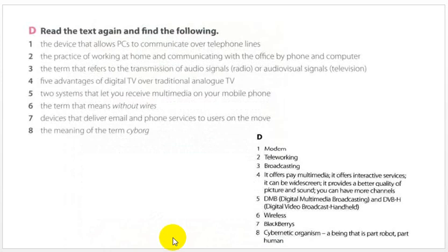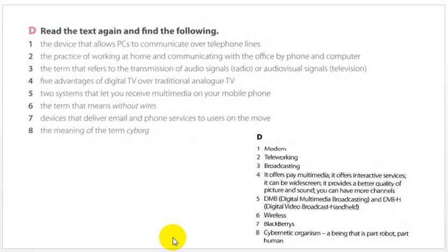Okay, in this slide we have part D. Read the text again and find the following. The device that allows a PC to communicate over telephone lines, what is it? Modem. The practice of working at home and communicating with the office by phone and camera, that is teleworking. The term that refers to the transmission of audio signals, radio, or audio-visual signals, or television, that is broadcasting.